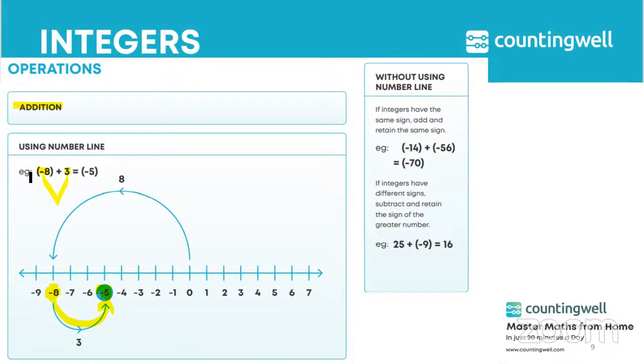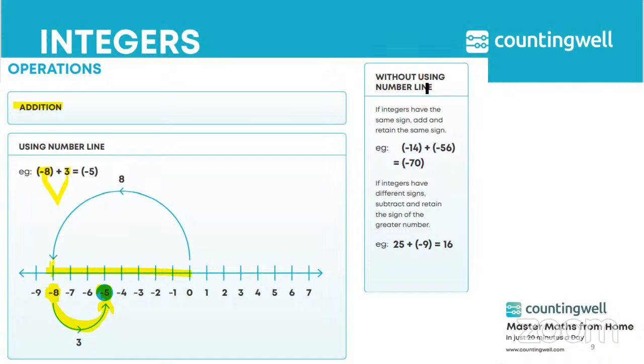So first step is what? To locate the first number. So here we are locating minus 8, which is 8 units towards the left of 0. So here we are marking minus 8, and then we are moving forward by 3 steps. So we have minus 5.